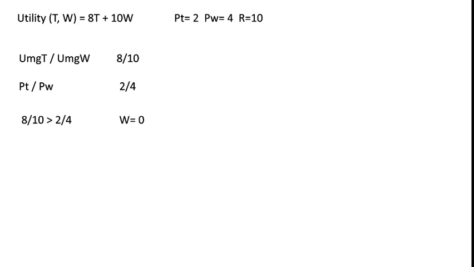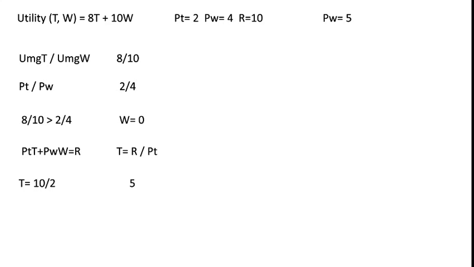Now, we need price of T multiplied by T plus price of water multiplied by water equals rent. In this equation we use this because we want to get T. In this case T equals rent divided by price of T. In this case it is 10 divided by 2 equals 5.